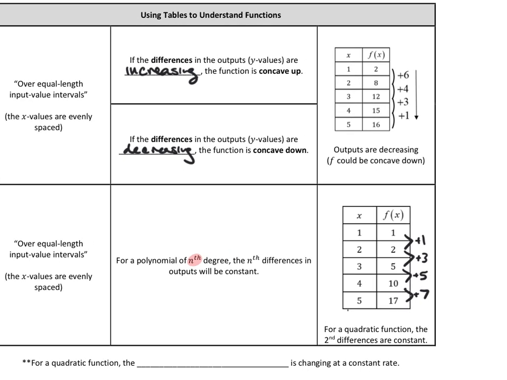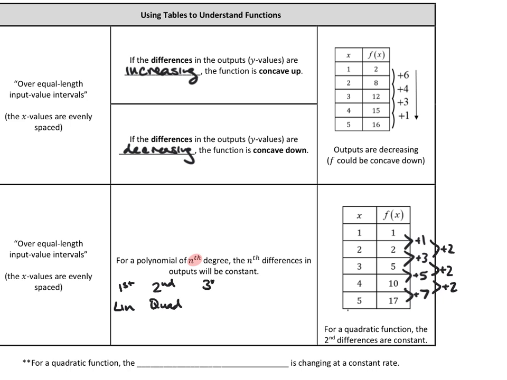How do you go from 1 to 3? How about 3 to 5? And 5 to 7. Since my second differences are constant, that means this is a quadratic. So to remind ourselves, if the first differences are the same, that's a linear function. If the second differences are the same, that's quadratic.